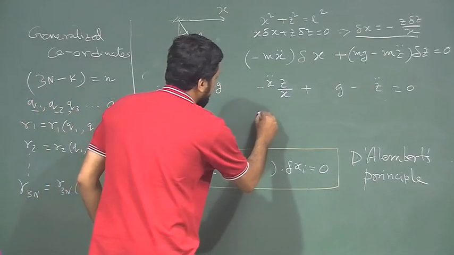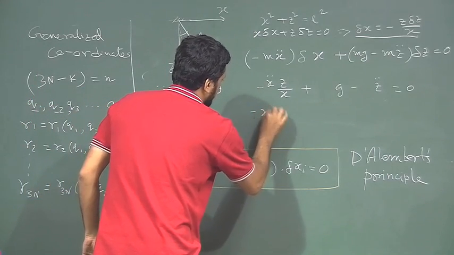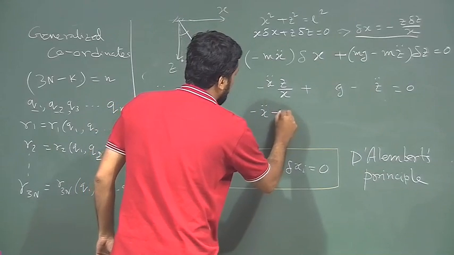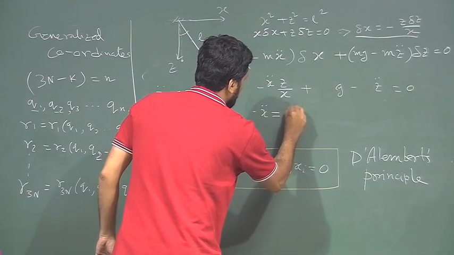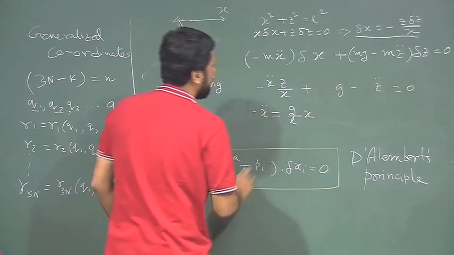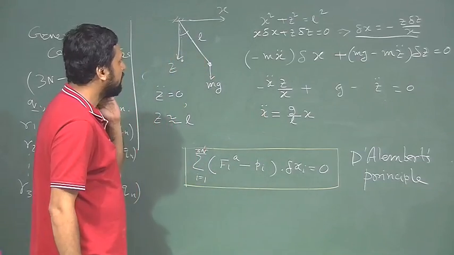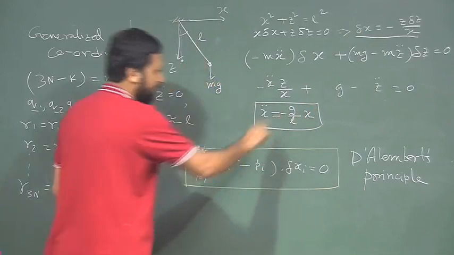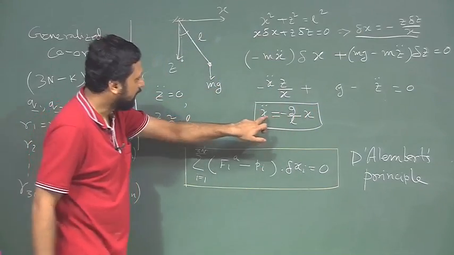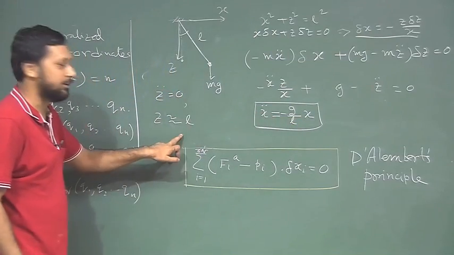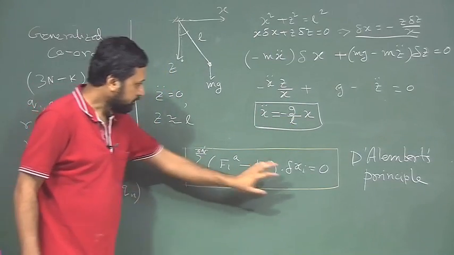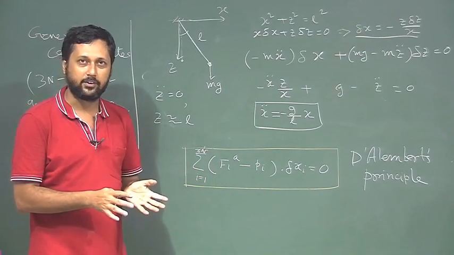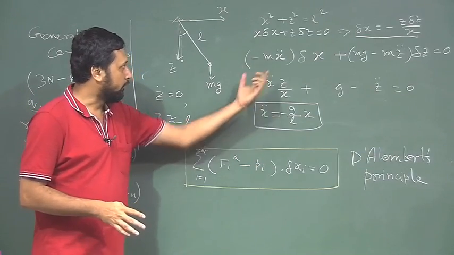So, if we put that here, what do we get? We will get x double dot is equal to g by L x, and there should be a minus sign here; you have to check the steps, you can do that. Finally, we will get back this equation if we make this assumption, which is okay. So, you see D'Alembert's principle, although not very useful as it is, we can always use the forces of constraint to construct a useful equation out of it.